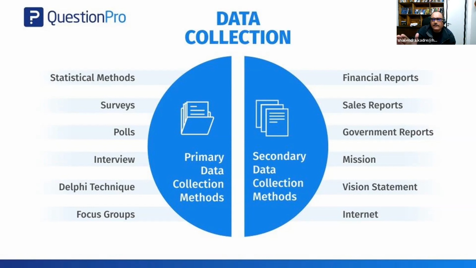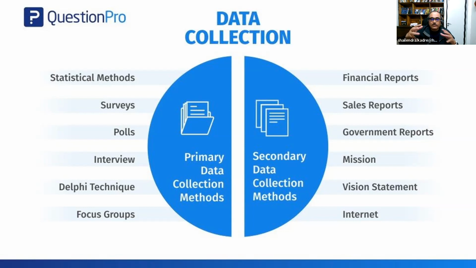On the right hand side are secondary sources of data. Secondary sources of data means less important compared to primary. So financial reports, sales reports, government reports. The government also publishes some important reports about industry. A lot of data is available about data analysis, and data is available about the census, a lot about the Indian population.